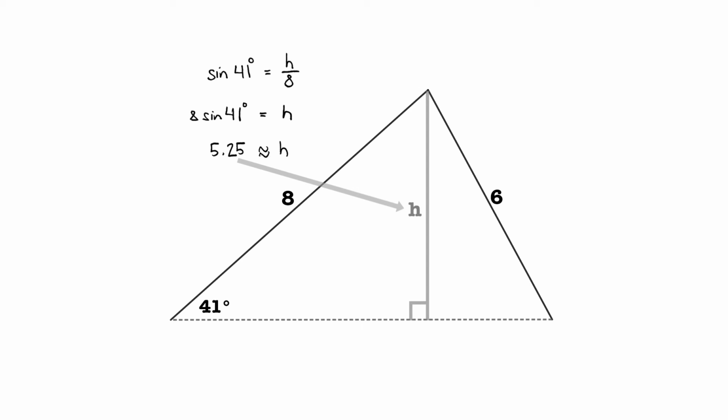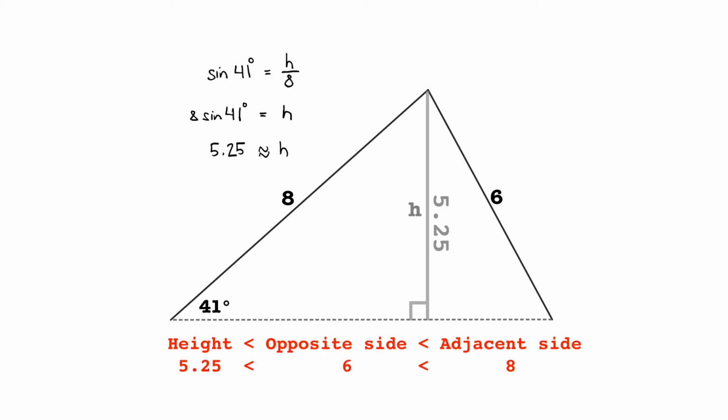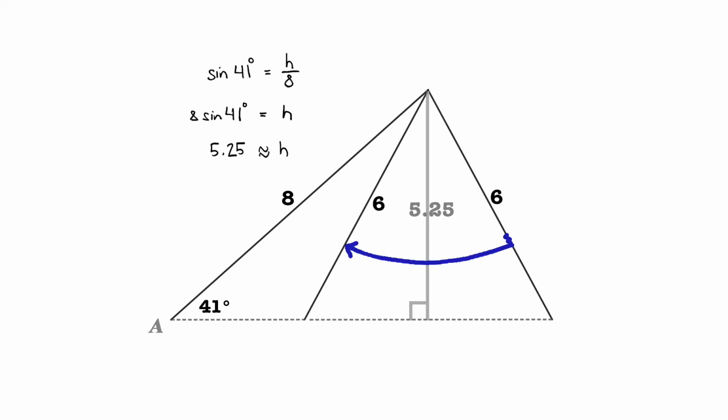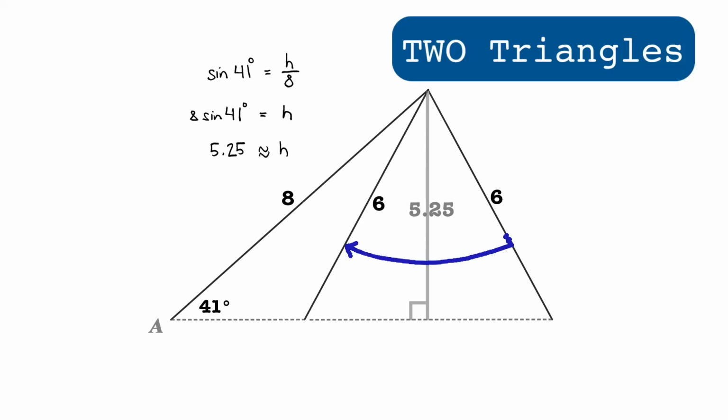Now, since the height, which is 5.25, is less than the given opposite side, which is 6, to the given angle, and at the same time it's less than the adjacent side, which is 8, then we can for sure form another triangle within, like this. All this means that two triangles can be formed.